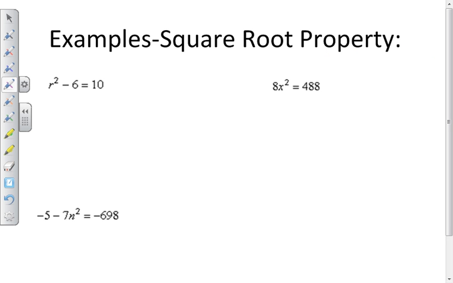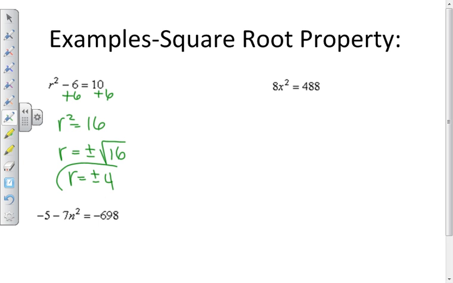This would look like, here, add 6 to both sides. r squared is equal to 16. Square root both sides, plus or minus the square root of 16. That means that r is plus or minus 4. That means that this equation crosses the x-axis at positive 4 and negative 4.